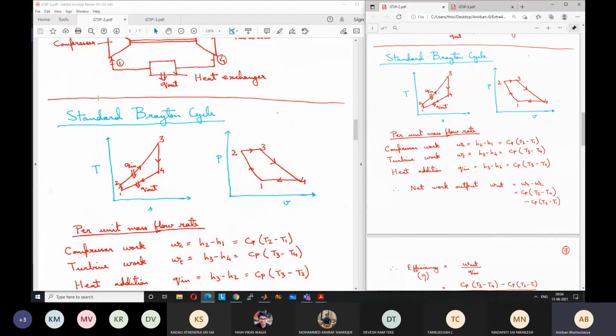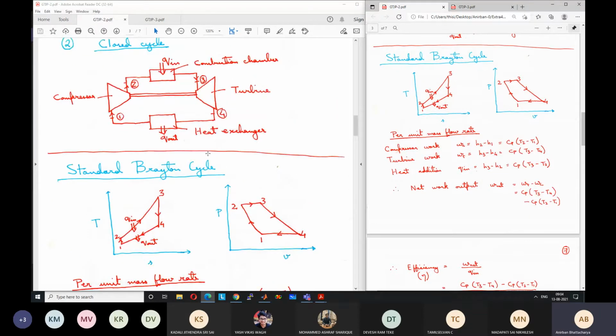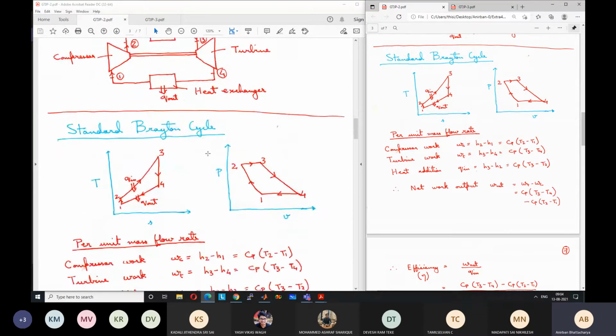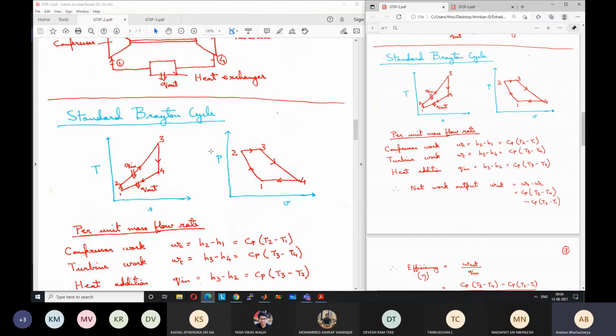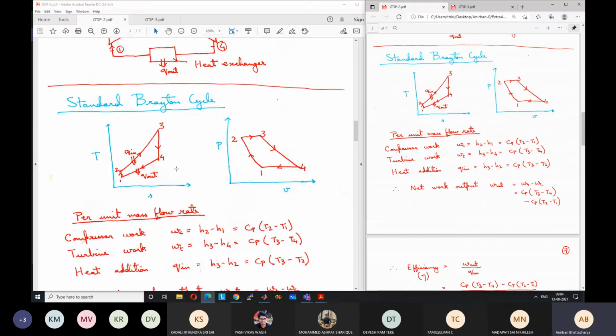Okay. So for this simple Brayton cycle, standard Brayton cycle, we had taken some assumptions like constant Cp, Cv, no change in mass flow rate, isentropic processes, no frictional losses like this. And we did an analysis.